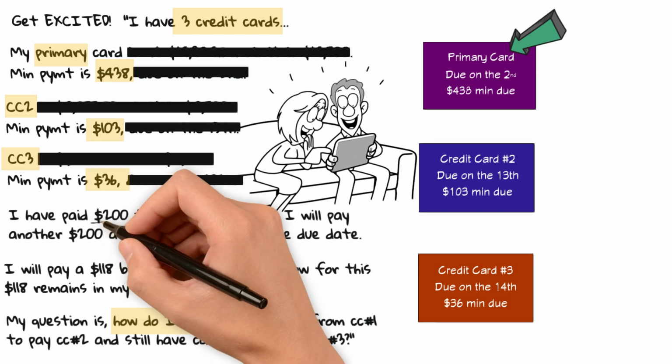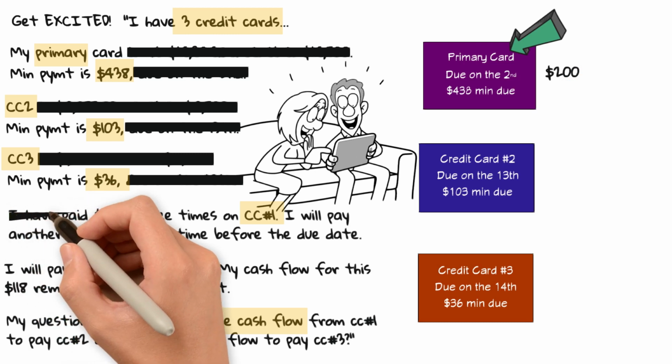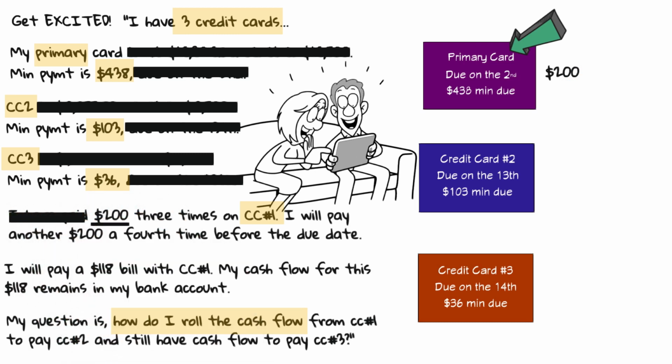Then he says, I have paid $200 3 times on credit card 1. Well, that's your primary card. And then he says, I will pay another $200 a 4th time before the due date. So y'all, he doesn't spell it out. But what do I say about the primary card? That is only for your groceries, your gas, and your budgeted miscellaneous items.